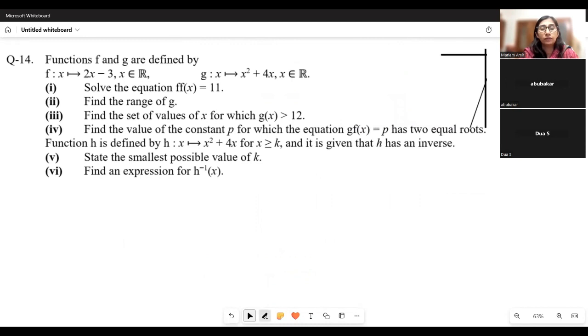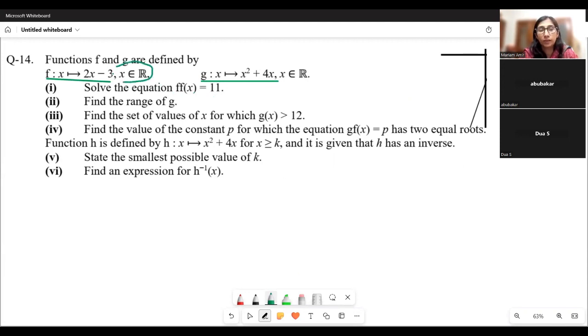The function f and g are defined by this and this. Solve the equation f of x equals 11. Okay, the domain of both belongs to real numbers. That means any value on the number line for x. Okay. What will f of x be, Abu Bakar?